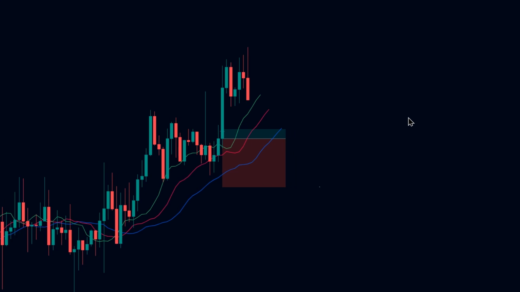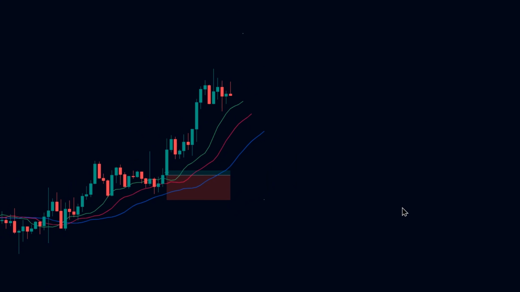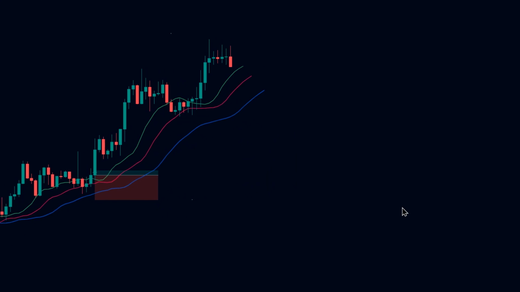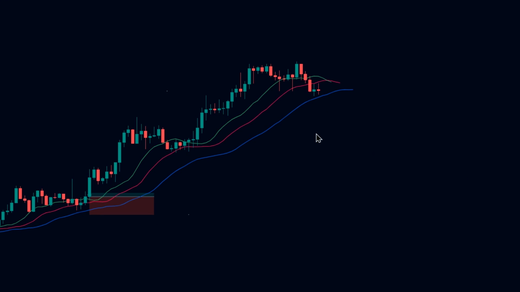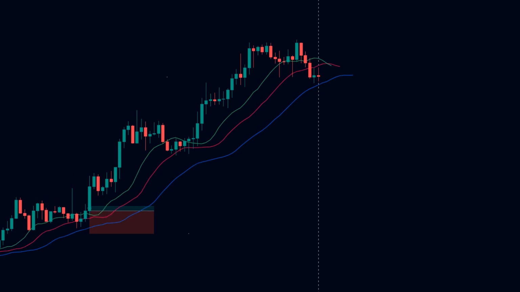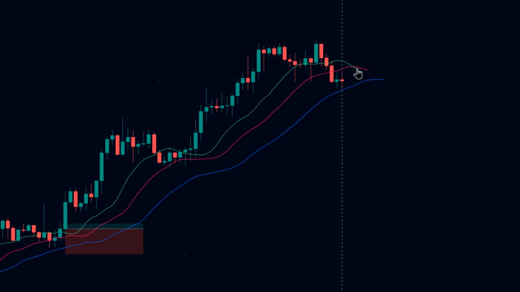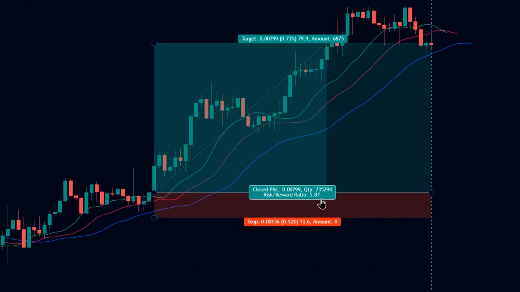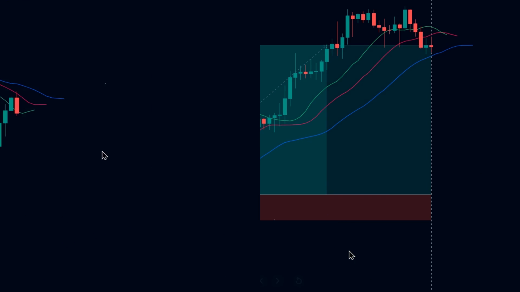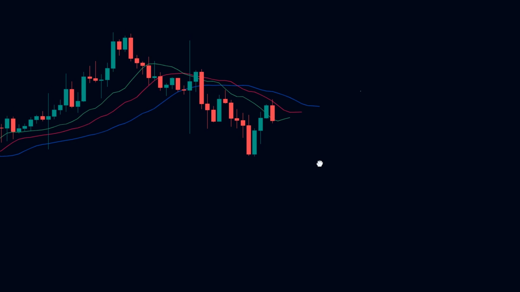So let's play this out to see how long it's gonna take for it to cross. So right here we can see the green line crossed below the red line on this candle. This is where we're gonna exit the trade. The risk to reward ratio was 1 to 5.8, which is really good. For a short trade, we're gonna do the exact opposite.